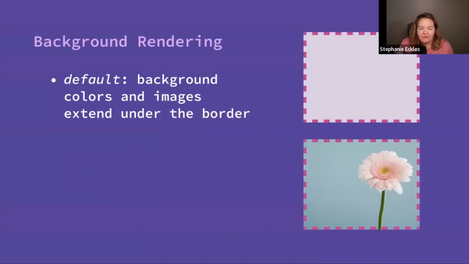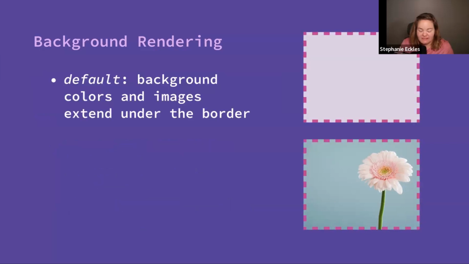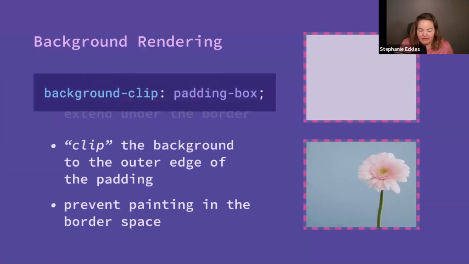Now there's a few unique aspects of background rendering, including that background colors and images will extend under the border by default. And this can be adjusted by setting background-clip: padding-box, which clips the background to the outer edge of the padding and prevents it from being painted in the border space. I'm just going to flip back to the previous one to see the difference. So it's underneath the border, and now with background clip, it's inside of the border. The default is border-box, which is why it's initially allowed to extend and cover the element.